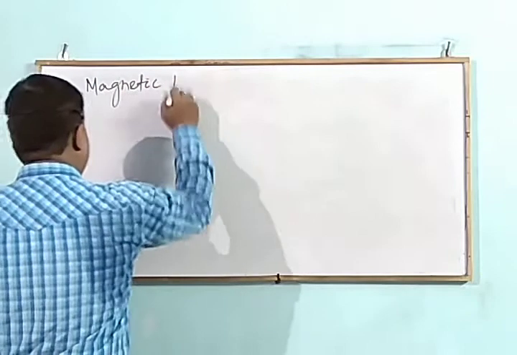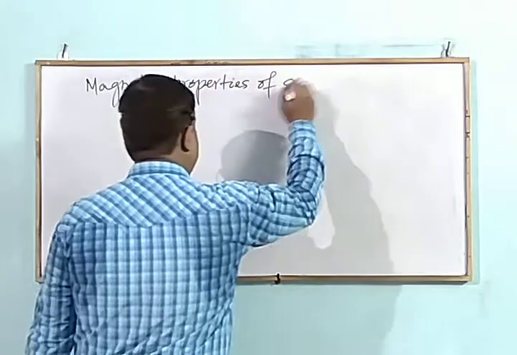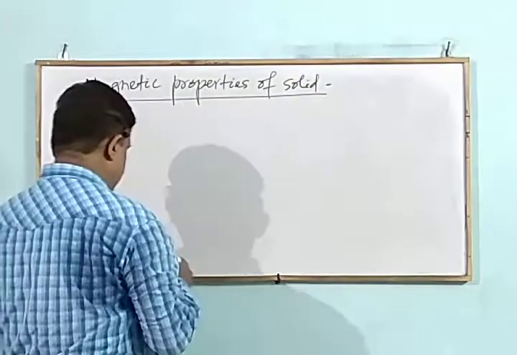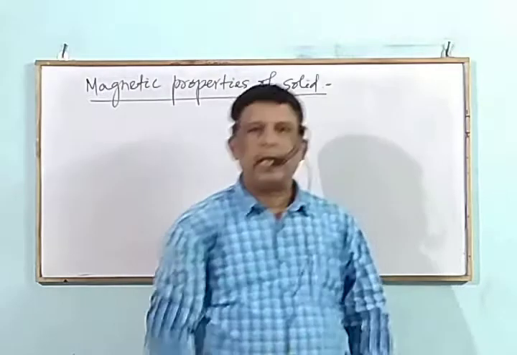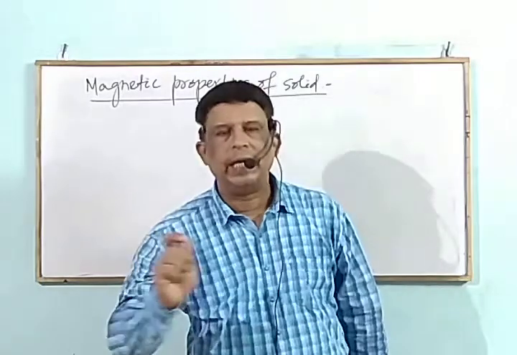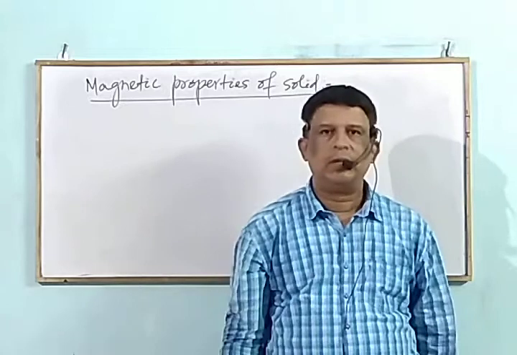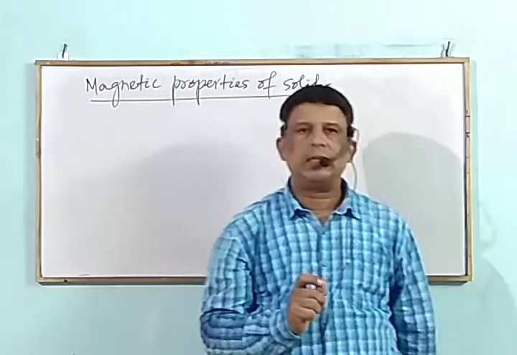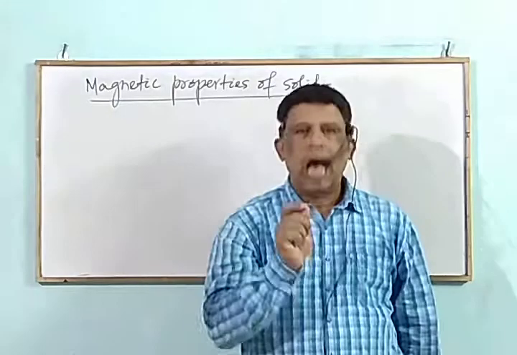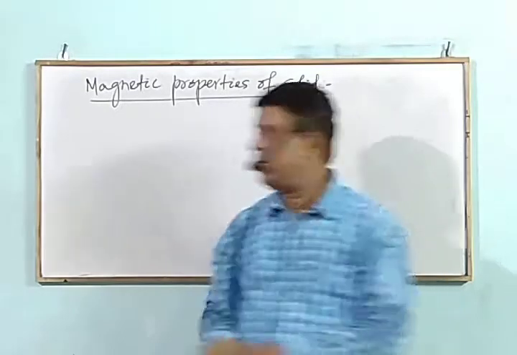Magnetic properties of solid. Depending upon the magnetic behavior, magnetic character, solids are classified into 5 different types. One is a diamagnetic substance, paramagnetic substance, ferromagnetic substance, antiferromagnetic substance, and ferrimagnetic substance. Mark that.